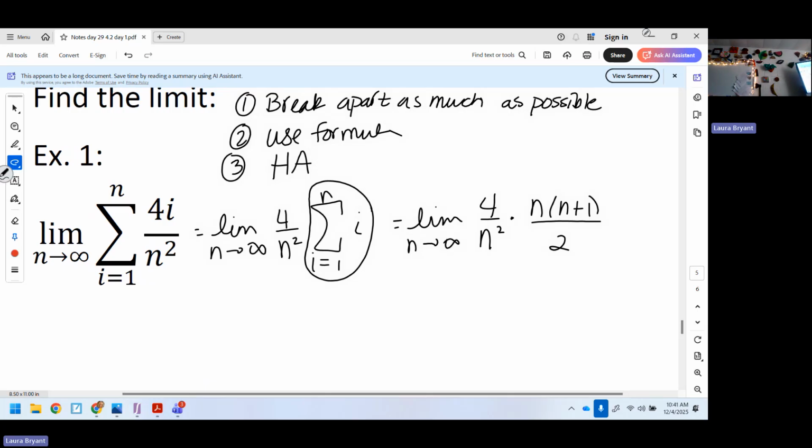I'm better at not simplifying, but if you want to simplify, you can. So let me show you the 2 options. Option 1 is no simplify. And that's what I do. So I do no simplify.